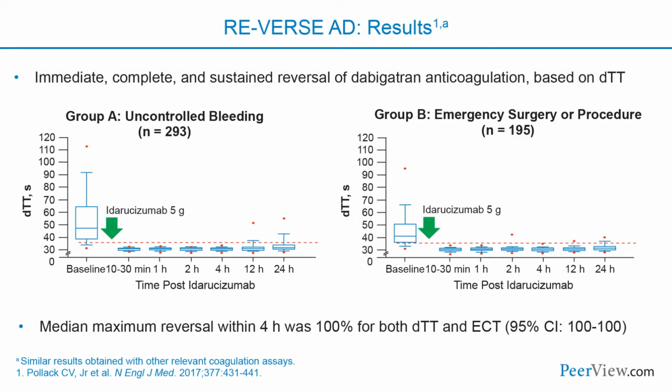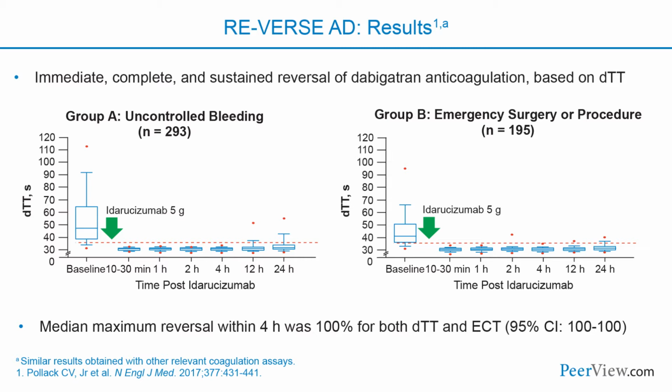Here you see the primary results of REVERSE-AD. This is a complex slide, so bear with me. On the y-axis, you see the dilute thrombin time. On the x-axis, you see time. On the left is Group A, the bleeding patients. On the right is Group B, the non-bleeding pre-procedural patients. This is a box and whiskers plot. You see the dotted line going across parallel to the x-axis. That's the upper limit of normal of the dilute thrombin time. So everything above that is anticoagulated.